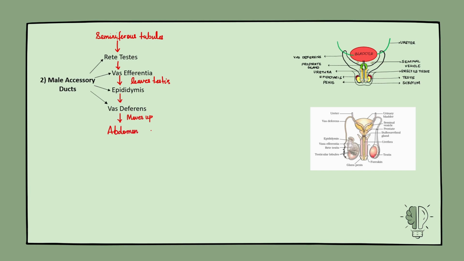All right, and the epididymis then opens into the vas deferens, and the vas deferens ascends, or moves up, to enter the abdomen, and within the abdomen, the vas deferens loops over the urinary bladder, right?